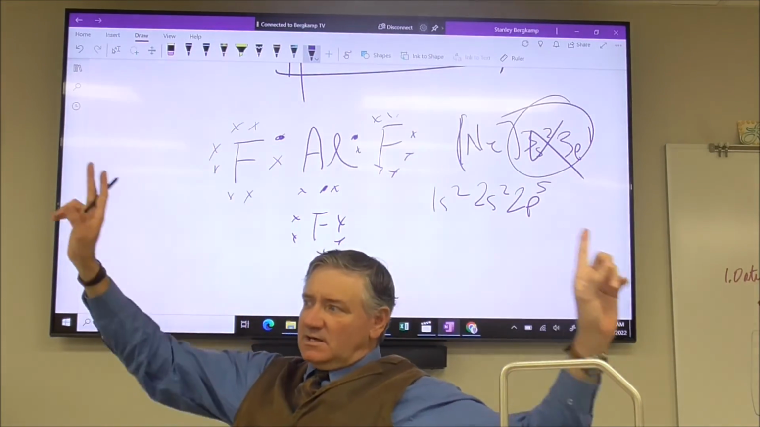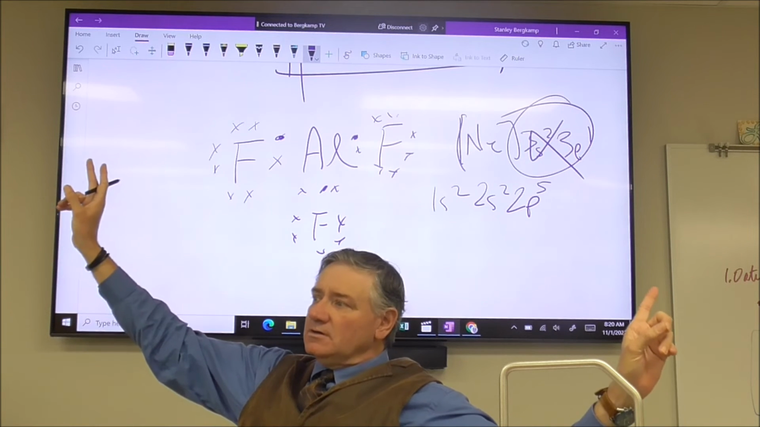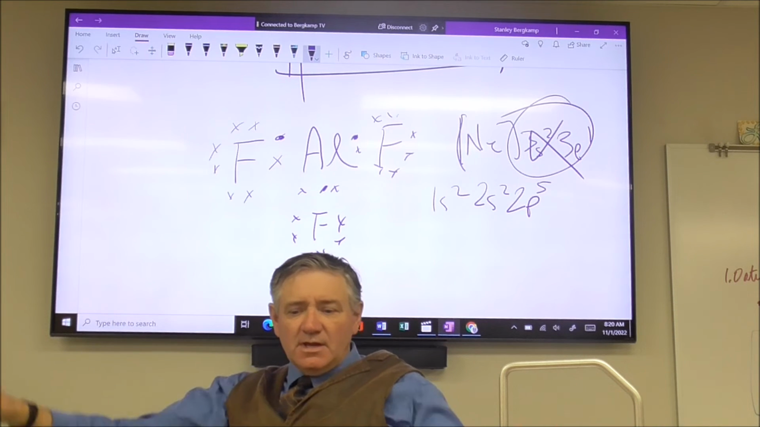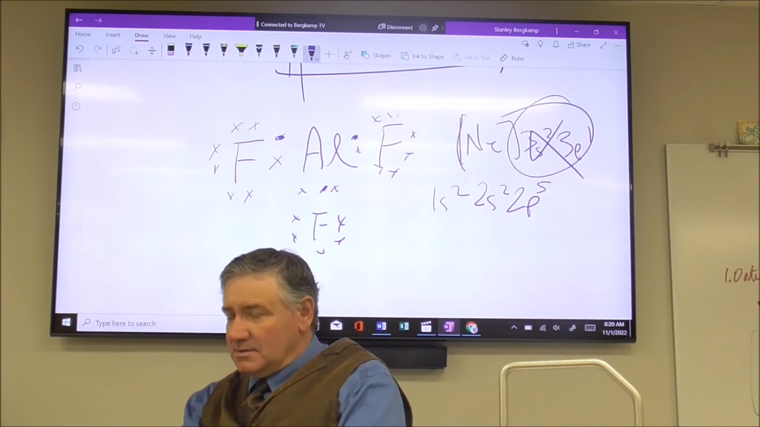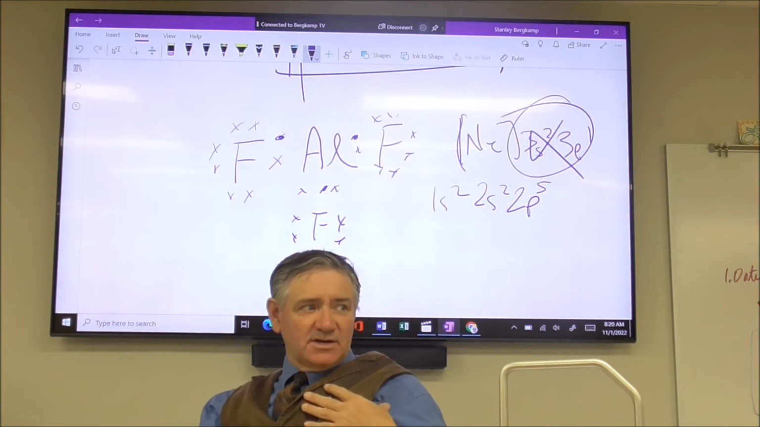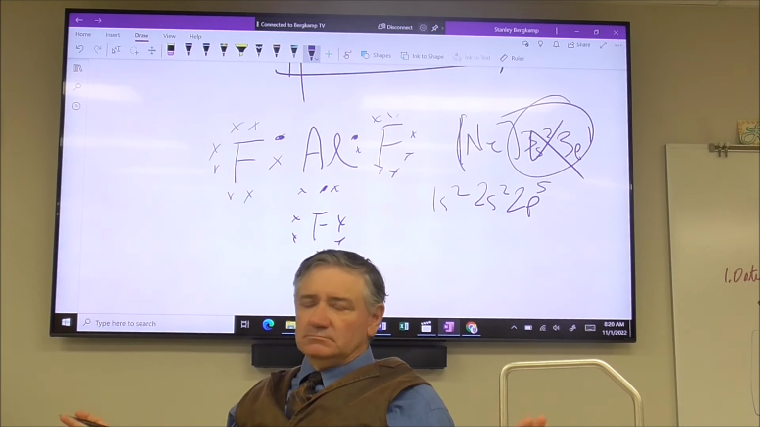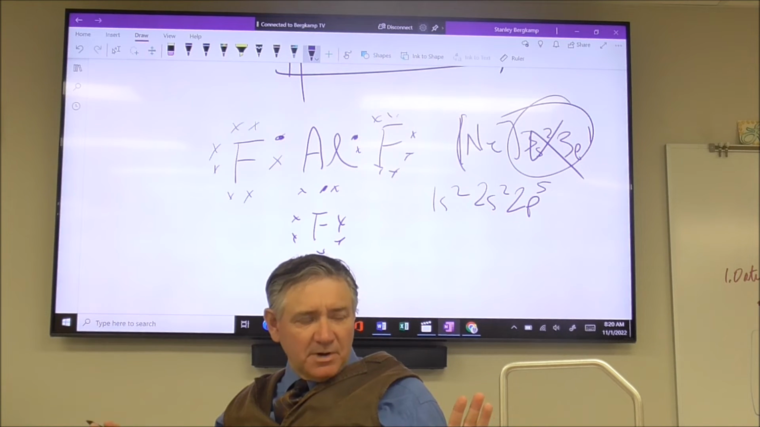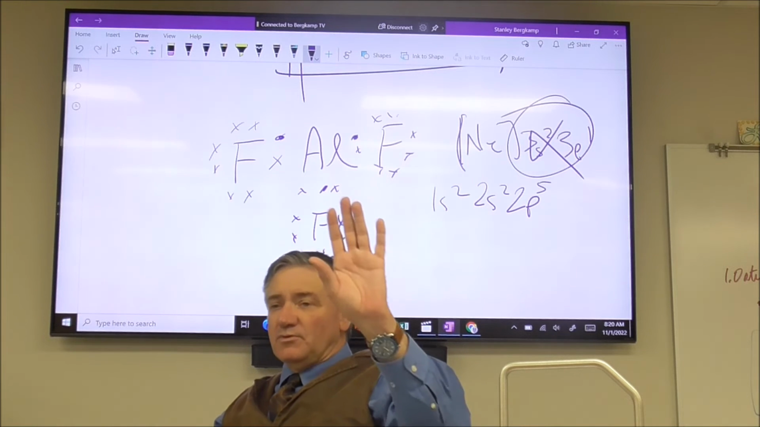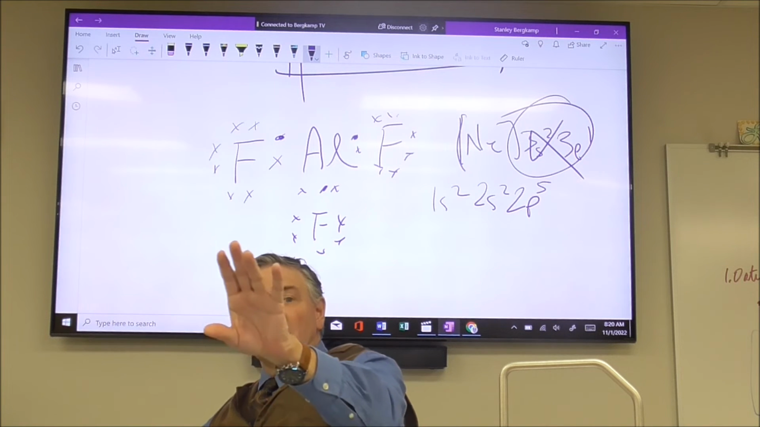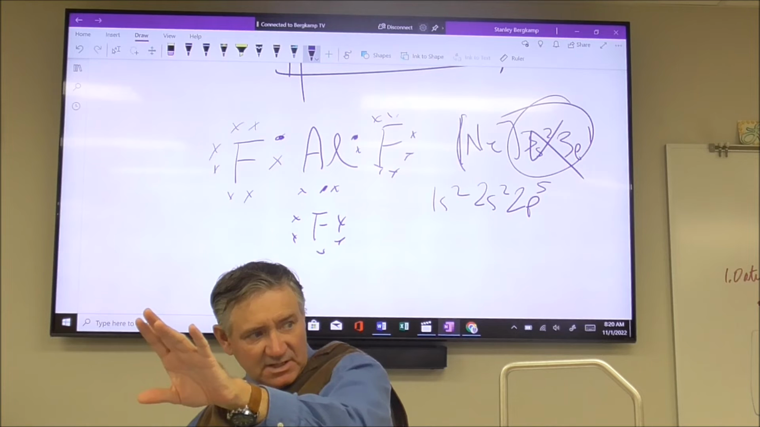Aluminum's happy because it's lost its 3 electrons. It looks like neon. Each of the fluorines is happy because it's gained an electron and it looks like neon. Everybody's cool at this point. It's at the most stable possible arrangement. Fluorine's happy, it has 8 electrons. Aluminum's happy, it has lost its electrons.